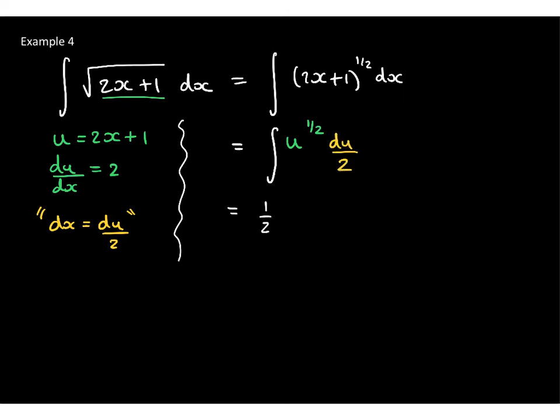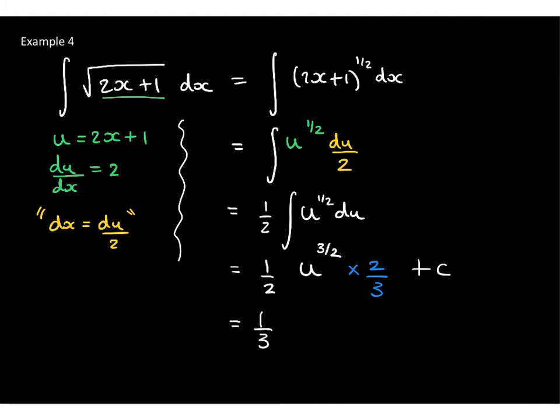So we've got a half, the integral of u to the half du, which is a half u to the 3 over 2 when we raise the power by 1. Now remember, we're dividing by this new power of 3 over 2, but it's really overcomplicating things to write down divide by 3 over 2, so it's simpler to say multiply by 2/3, and let's have a plus c at the end. So this then simplifies to give me 1/3 when I deal with the constants, and then of course, I want to replace u with 2x plus 1, and then plus c at the end.